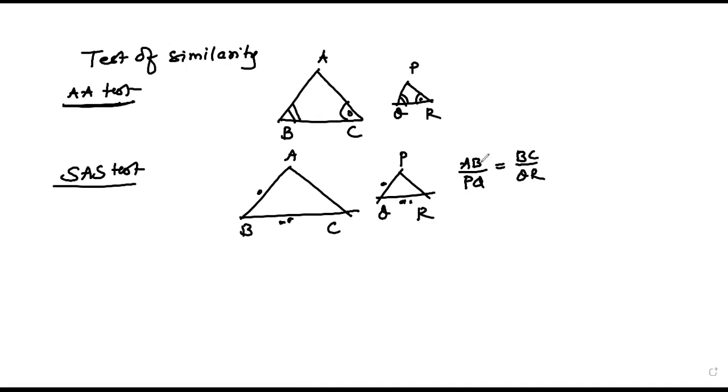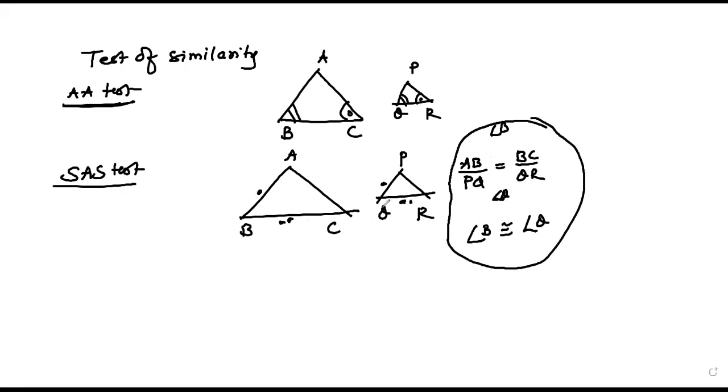And look, in AB and BC, the letter B is common. So angle B is called the included angle of AB and BC. In PQ and QR, angle Q is common. Q is called the included angle of PQ and QR. And these included angles are congruent. So when the ratio of one pair of corresponding sides is equal to the ratio of the other pair, and the included angles are congruent, angle B congruent to angle Q, at once I can say both the triangles are similar by SAS test of similarity.